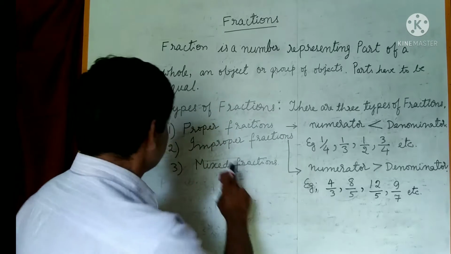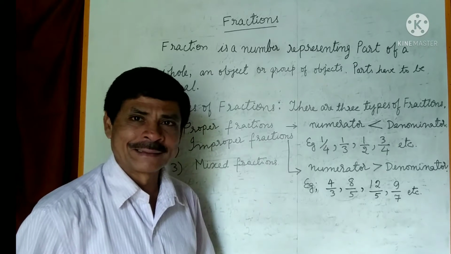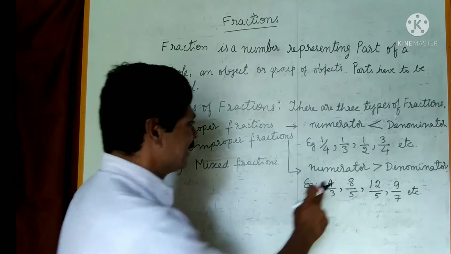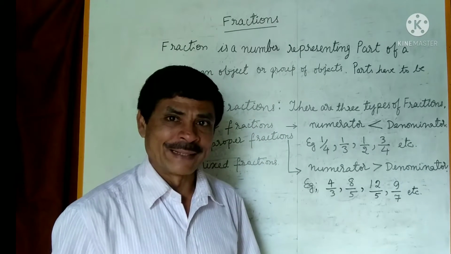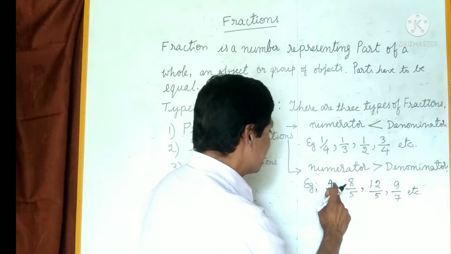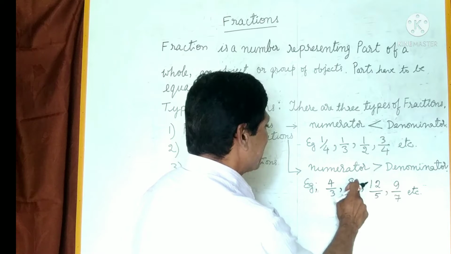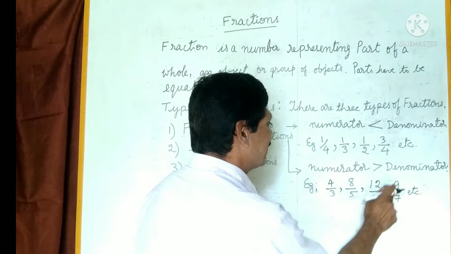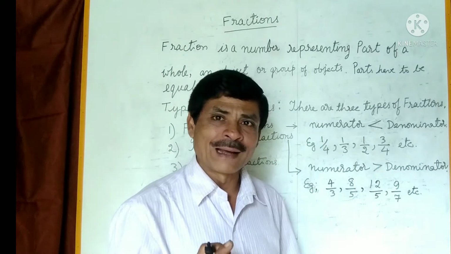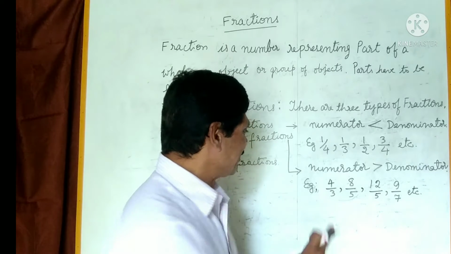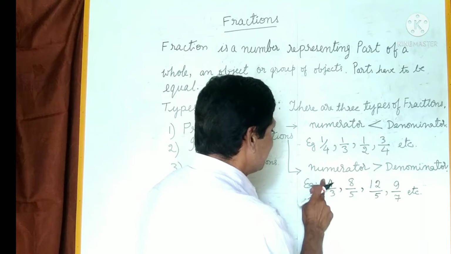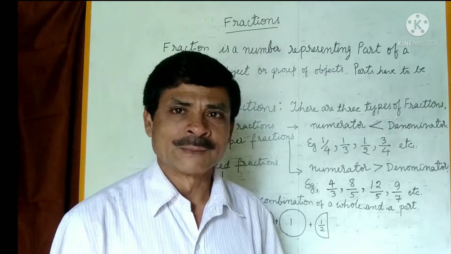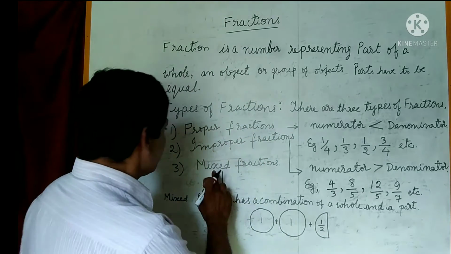Second one is improper fraction. In an improper fraction, the numerator is always greater than the denominator. Now you will see the example: 4 by 3, 8 by 5, 12 by 5, 9 by 7. These all are improper fractions. In these fractions, the numerator is always bigger than the denominator. Now the third one is mixed fraction.